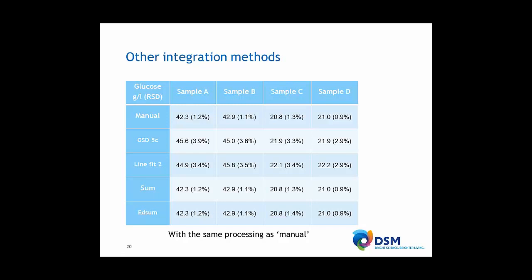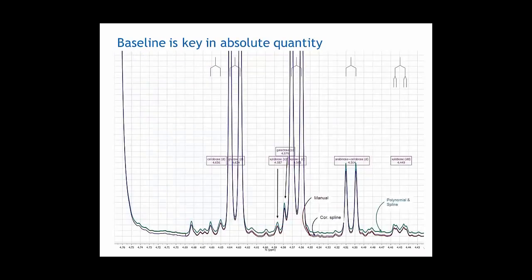Now with the same processing, the different integration methods can of course be compared. And now that the accuracy is good, the trueness becomes more important to have a look at. For that, baseline is absolutely the key. In this picture you can see the manual processing, the red line that's running underneath everything. That's where the spectrum is baselined in manual processing.